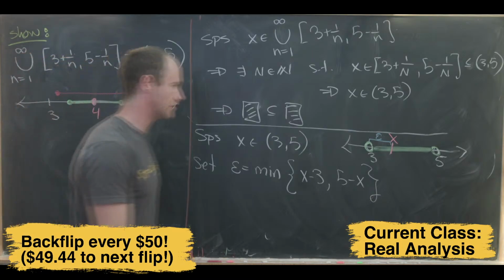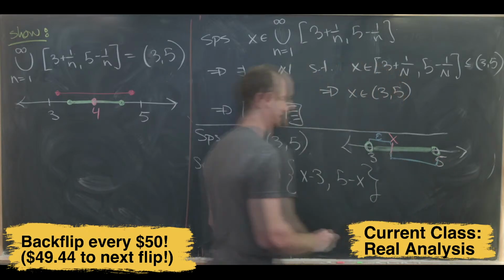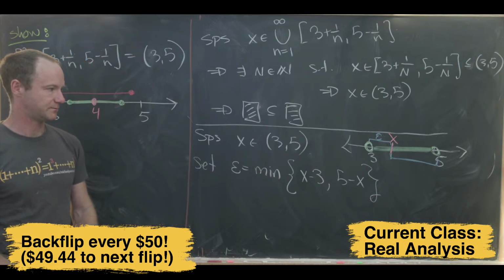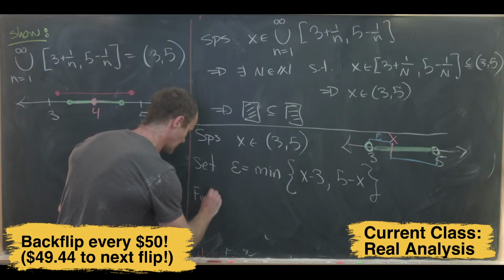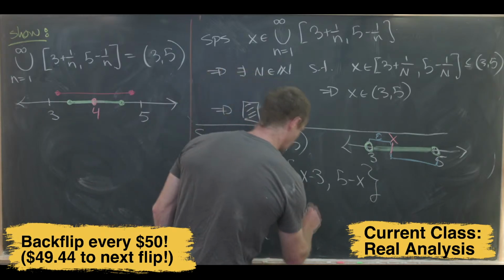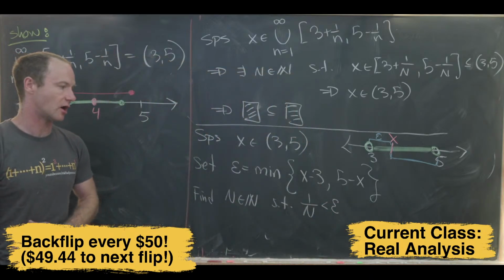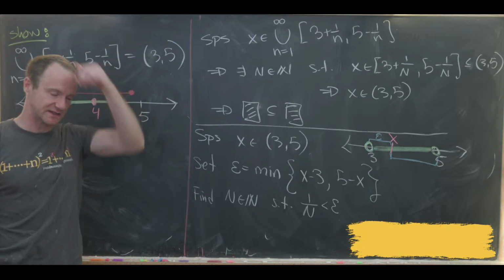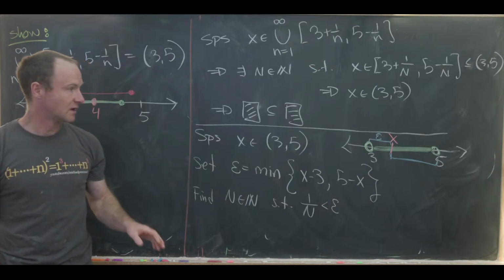Okay, so let's just note that x minus 3 is this thing which is epsilon, but 5 minus x would be this longer distance here. So taking the minimum takes kind of the appropriate measurement. Okay, so now let's take that and then find an n, which is a natural number, such that 1 over n is less than epsilon. So this is possible by the so-called Archimedean principle. No matter how small epsilon is, you can find 1 over n that's less than it. Really, you're finding an n which is greater than 1 over epsilon, but it's kind of the same thing.